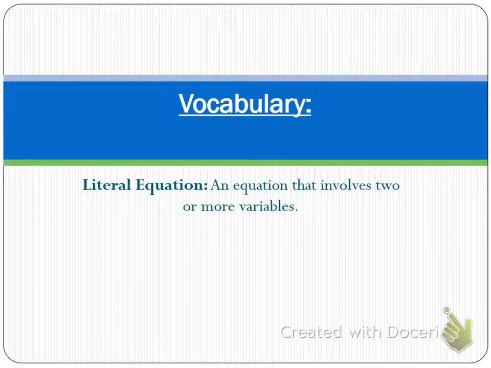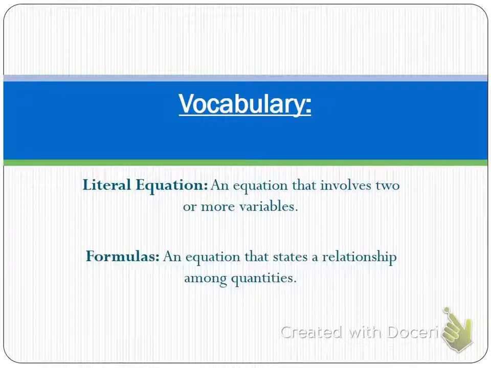Some vocabulary for you. A literal equation is an equation that involves two or more variables, right? So now instead of just having an x in there or a y to solve for, we're going to have a couple of variables. A formula, again, is a particular type of literal equation. It's an equation that states a relationship among quantities, right? You know some formulas already. That's the area of a rectangle. So there's a relationship between the length and the width there in terms of the area. So that's what we're talking about.